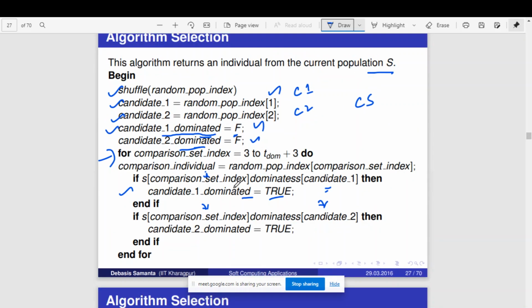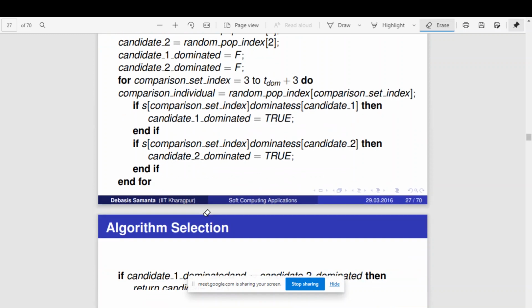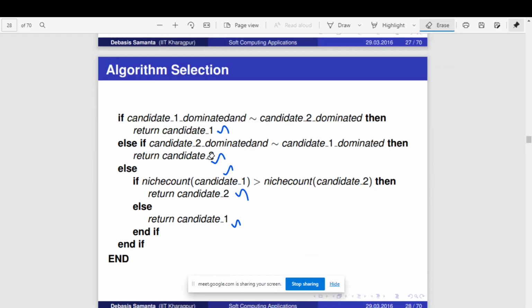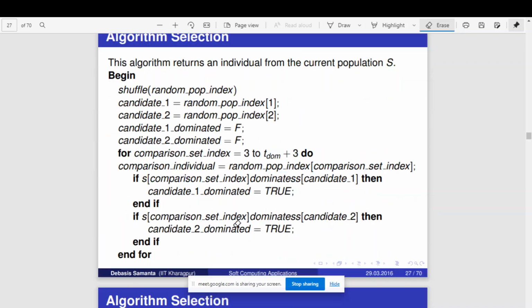So could someone summarize this algorithm? What do you understand? What is it returning actually? The algorithm returns what? The loser. Yeah. So it is not returning the winner, it is returning the loser.